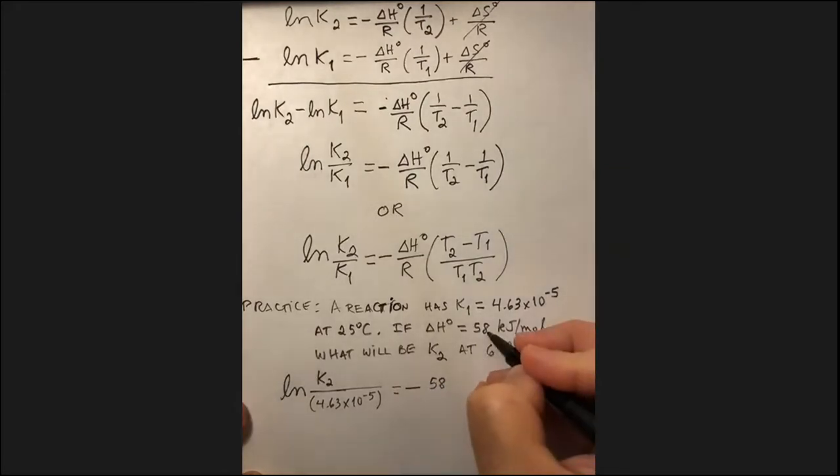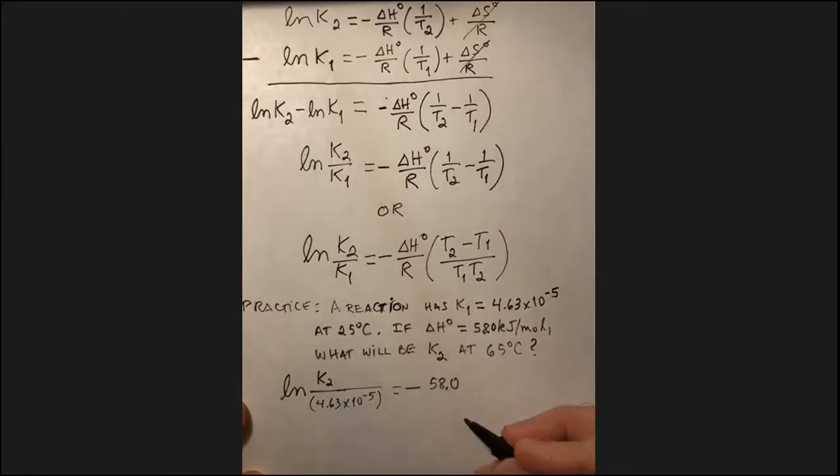Actually, you know what? I made it wrong. This is 58.0 kilojoules per mole. Don't forget to write these units, okay? And R would be 8.314 joules per mole per Kelvin, or per Kelvin per mole.